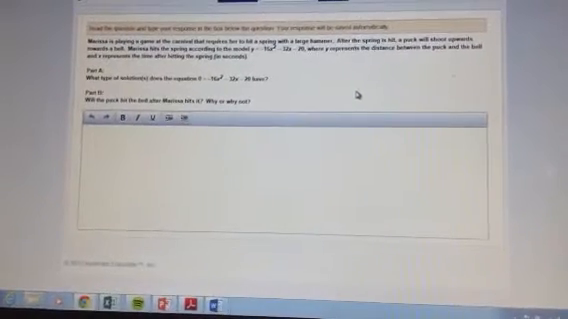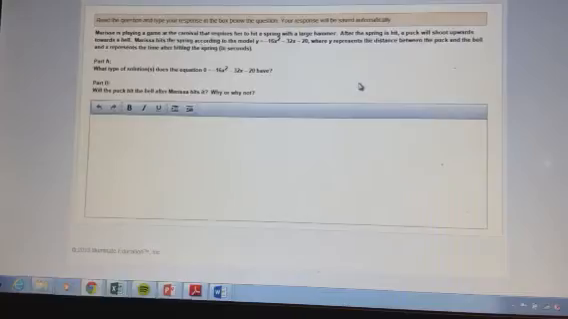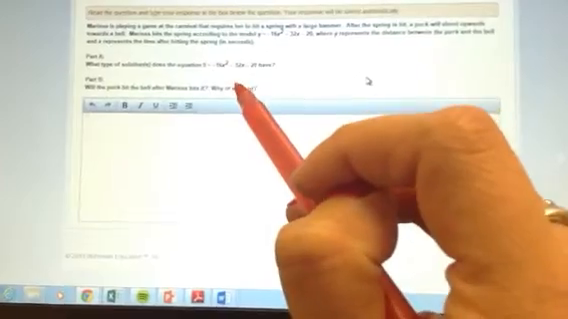So we have two parts to this question. Part A: what type of solutions does the equation have? If we're talking about the type of solutions, I don't have to do my entire quadratic formula. The only portion of the quadratic formula that I'm concerned about is the discriminant.